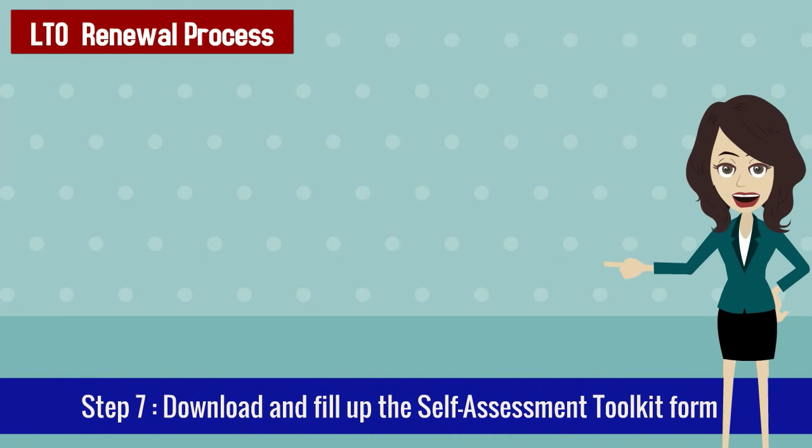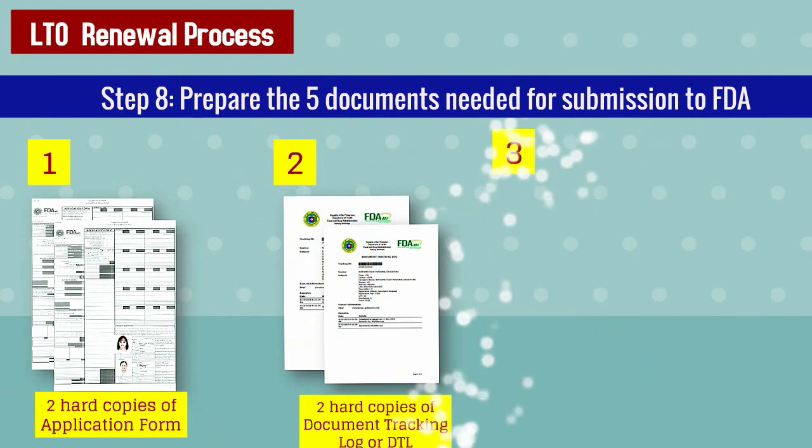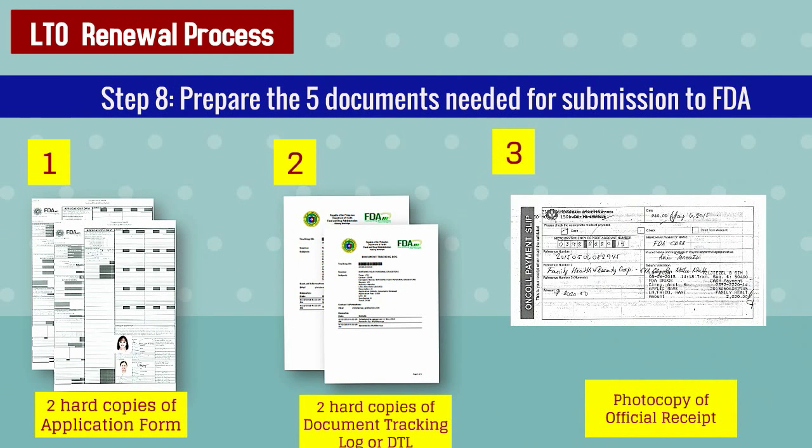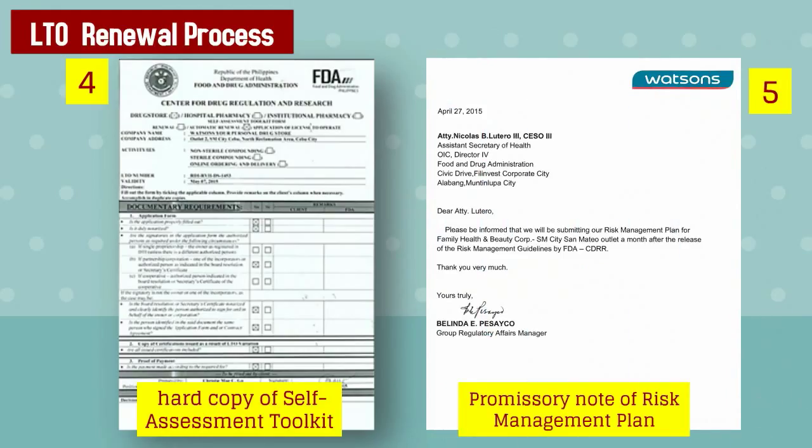Step 7. Download and fill up the self-assessment toolkit form. The toolkit must have remarks, if applicable. Step 8 is to prepare the 5 documents needed for submission to FDA. 1. Hard copies of application form. 2. Hard copies of document tracking log, or DTL. 3. Photocopy of official receipt. Then, 4. hard copy of self-assessment toolkit, and 5. promissory note of risk management plan.